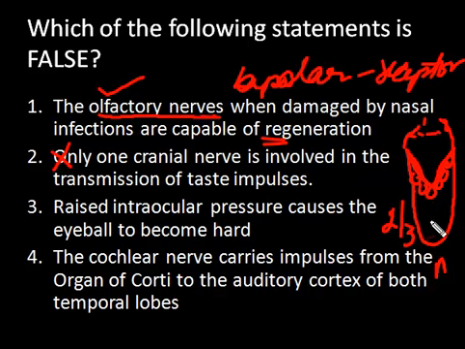So from the anterior 2/3, the 7th cranial nerve carries taste impulses. From the posterior 1/3, it's the 9th cranial nerve. And from the posterior most part, it's the 10th cranial nerve. So we have 3 nerves which are involved in the transmission of taste impulses, not one. So therefore, this is the false statement. But let's look at the other questions.